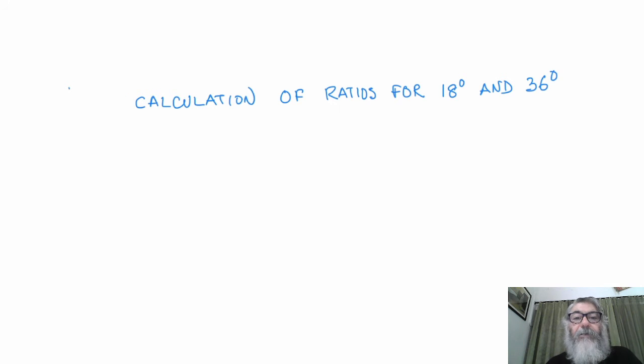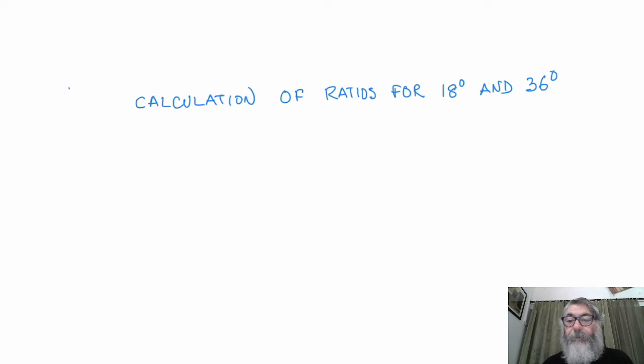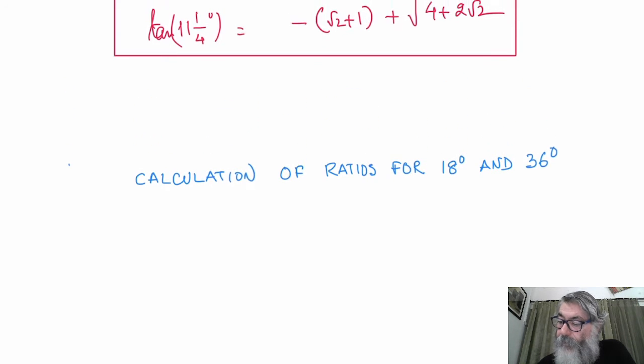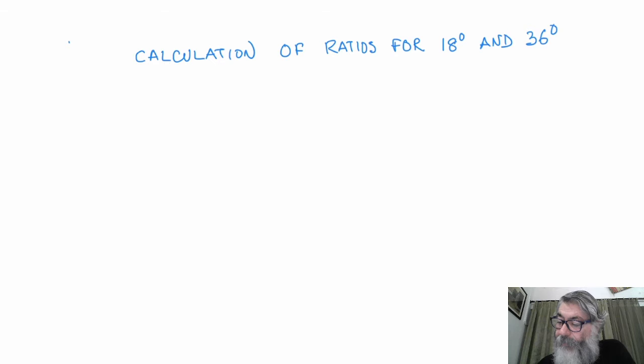Now we are going to calculate the trigonometric ratios for special angles like 18 degrees and 36 degrees. Just look at 18 degrees. Suppose A is equal to 18 degrees. So 5A will become 5 into 18, that is, 18 fives are 90 degrees.